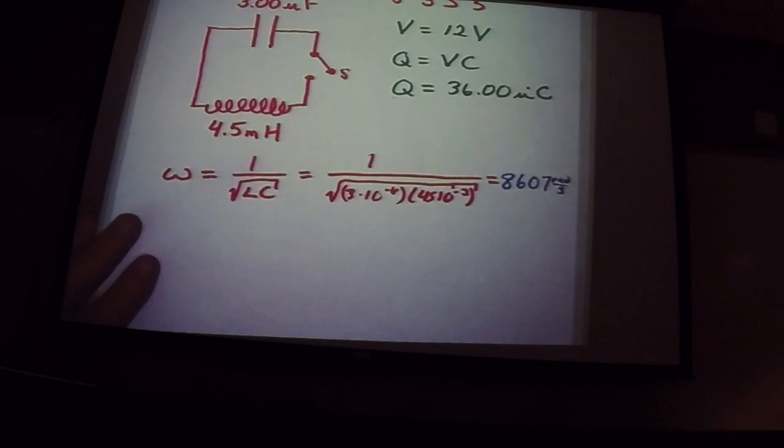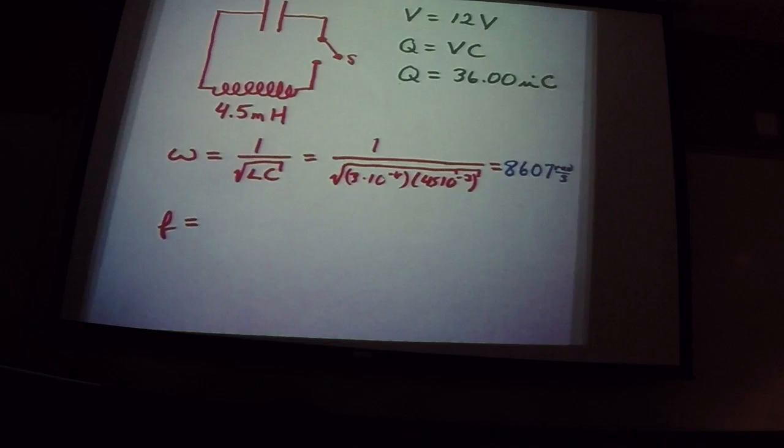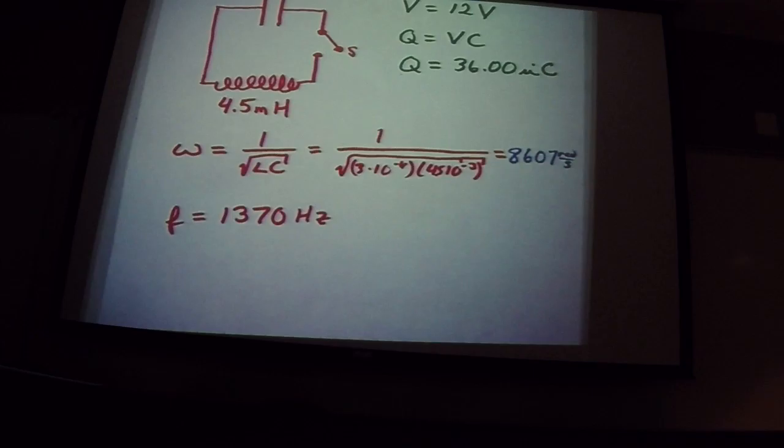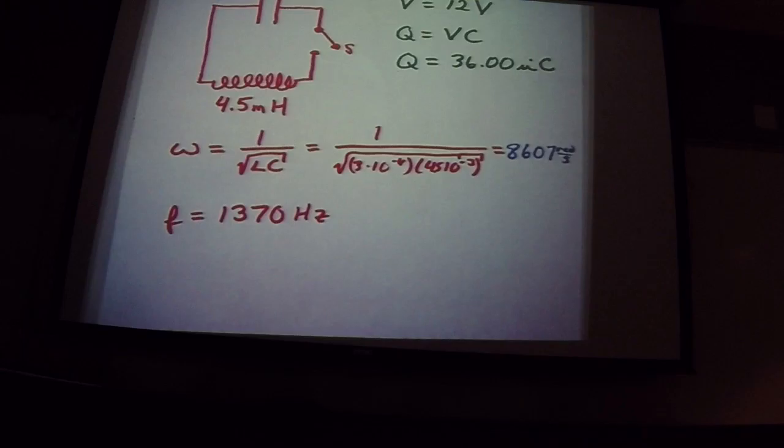And if I wanted to find the frequency, I take this number divided by 2 pi. So please divide that by 2 pi and tell me what you get. All of these things are related, because there's 2 pi radians in a cycle. So you get cycles per second divided by 2 pi. 1370. It's okay, 1370 is good. Units of that? Hertz.